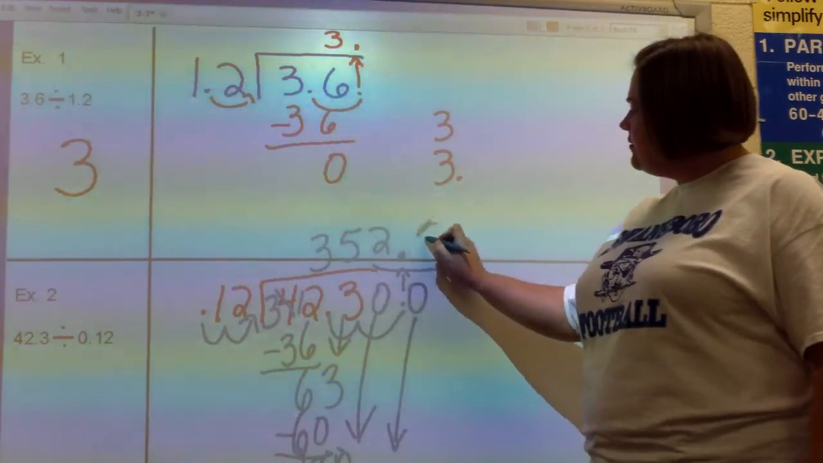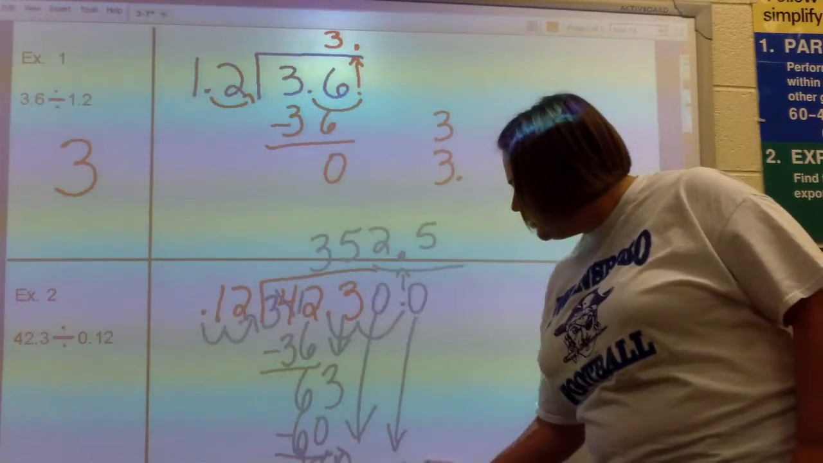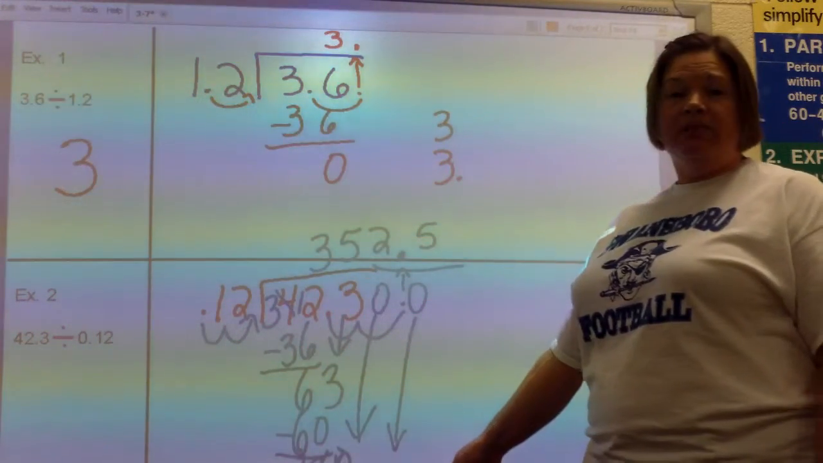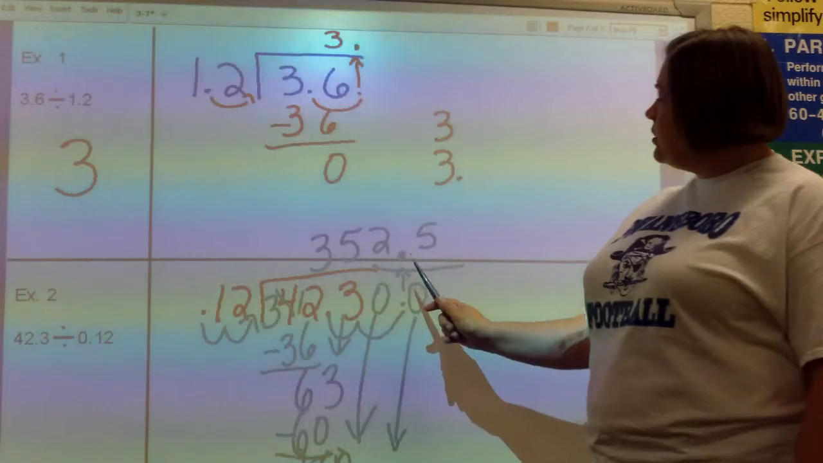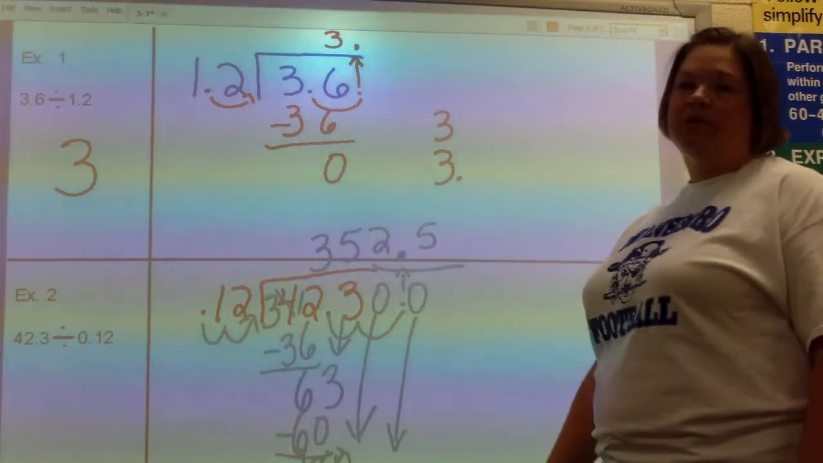12 goes into 60 5 times. And you can't see my writing here, but it's 60 minus 60 is 0. So now I'm ending up with a 0 at the bottom. So I know I'm finished. So 352.5 would be my final answer.